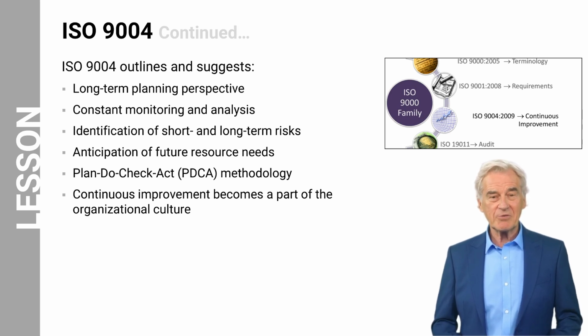ISO 9004 also suggests that a successful organization ensures that continuous improvement becomes a part of the organizational culture. This goal can be accomplished by providing employees with opportunities to participate in improvement activities, providing the necessary resources, establishing recognition and reward systems for improvement, and emphasizing continual improvement of the effectiveness and efficiency of the improvement process itself.